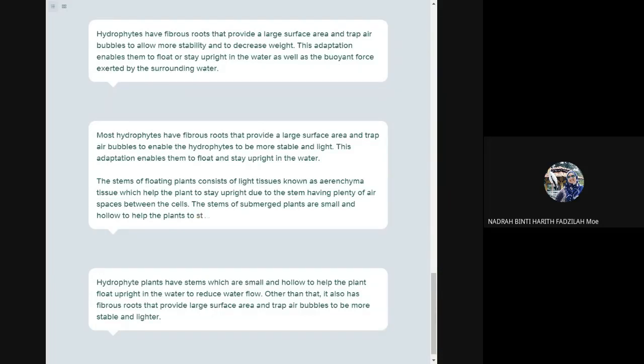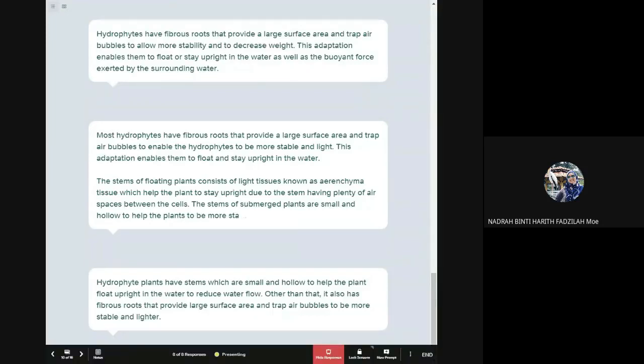Oh yelah, tadi stem, betul-betul tu. Stem ada banyak light tissues with plenty of air spaces between the cells. Okay, betul. Parenchyma tadi betul lah.